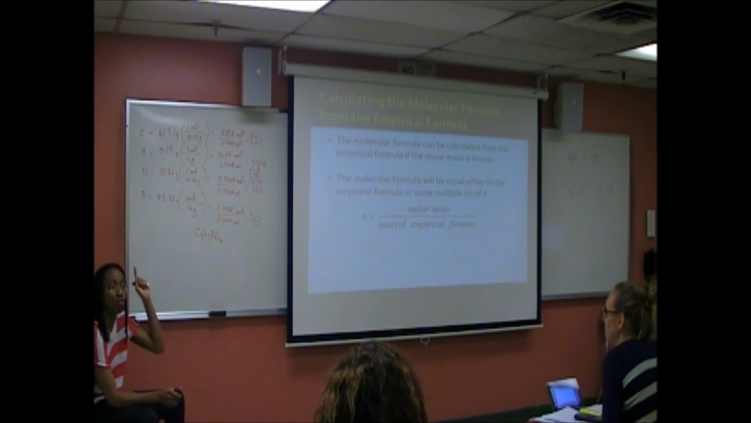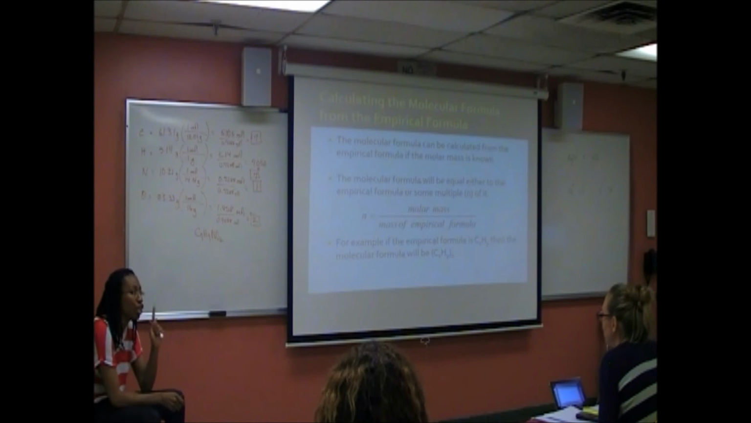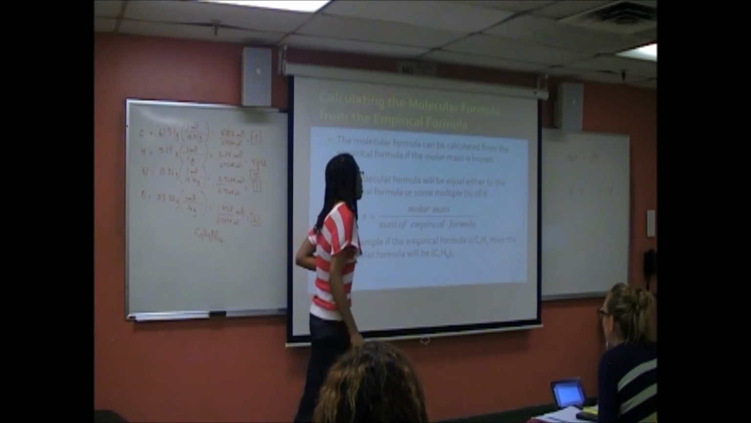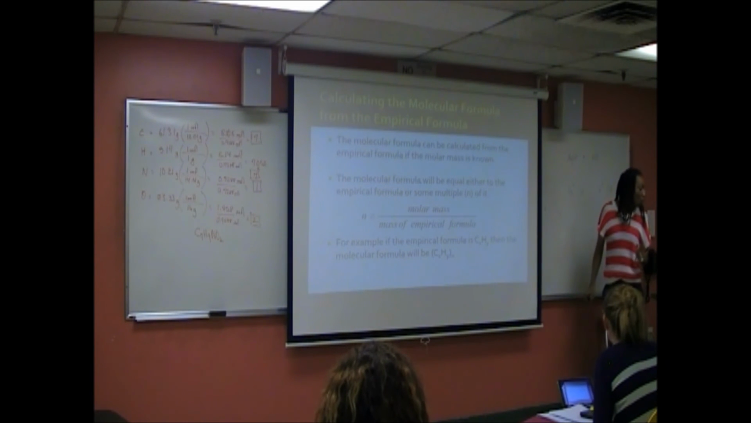Once you find your magic number, you are going to take that N and multiply it by all of the subscripts in your empirical formula. But what if you don't get a whole number? You will get a whole number. This is where you can round also.